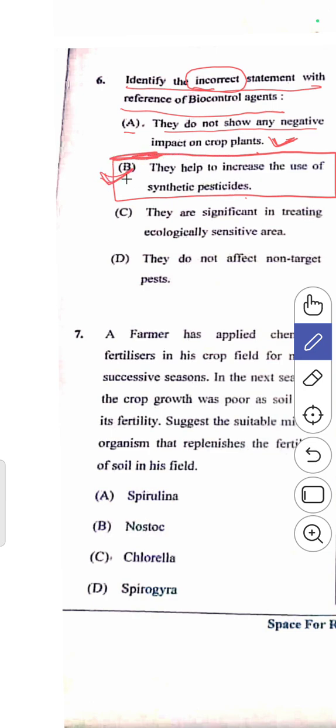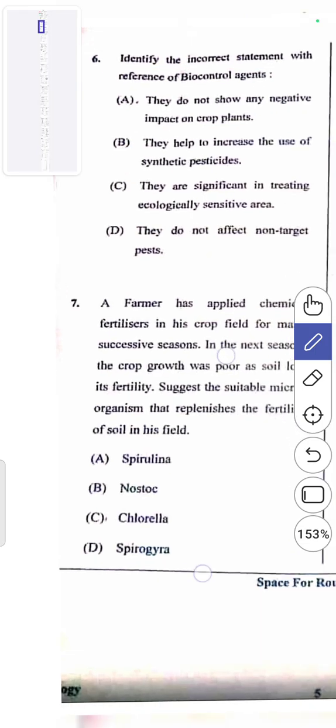So this is incorrect. C, they can be significant in treating ecologically sensitive areas. This is also true with the biocontrol agents. Then D, they do not affect non-target pests. So this is also true. So B is the incorrect statement regarding biocontrol agents. Next one.